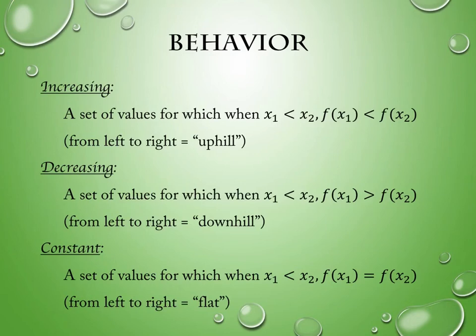First one, increasing, well, actually on all of them, increasing, decreasing, and constant, you see x1 less than x2. That's just telling you you're moving from left to right. So when you see my verbal descriptions underneath, the from left to right part corresponds to x1 less than x2. I'm just going on the graph from the left to the right.